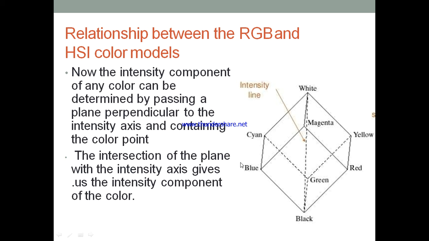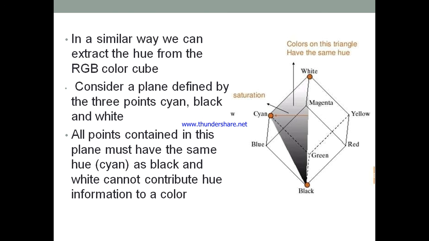So this is the color relationship between the RGB and HSI models. As you can see, red, green and blue are implemented within that. CMY is also implemented, that is cyan, magenta and yellow, and both are combined together. The intersection of this plane will show the intensity axis. As denoted by the dotted line, that line chooses the intensity component of the particular color. In a similar way, we can extract the hue from the RGB color cube.